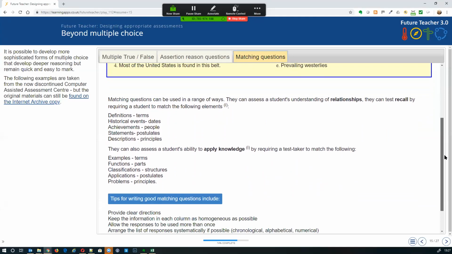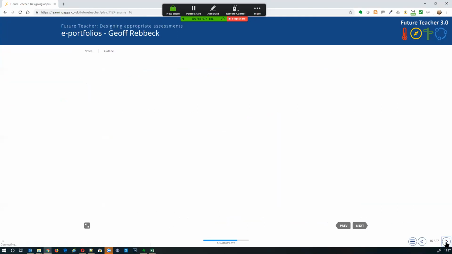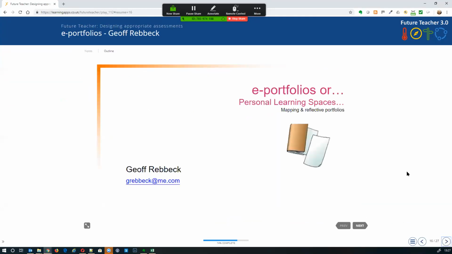So have a look at those in your own time, because they are nice examples, and there are some tips and tricks in there as well. And they're all taken, wherever possible, I've shown you where they've come from, and sometimes they've come from fantastic projects that are no longer with us, unfortunately.